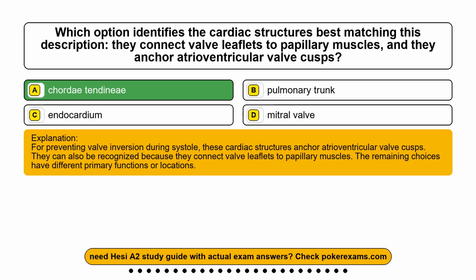For preventing valve inversion during systole, these cardiac structures anchor atrioventricular valve cusps. They can also be recognized because they connect valve leaflets to papillary muscles. The remaining choices have different primary functions or locations.